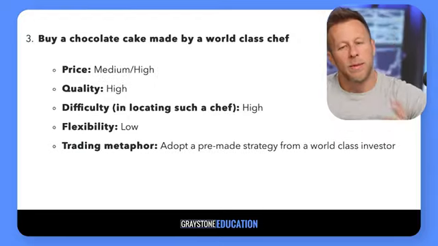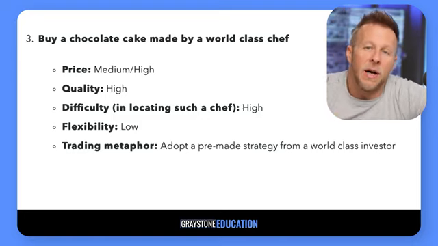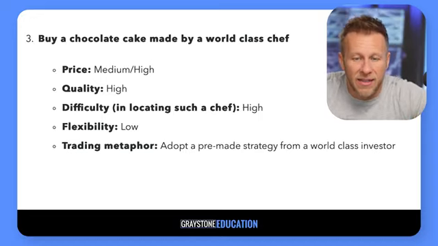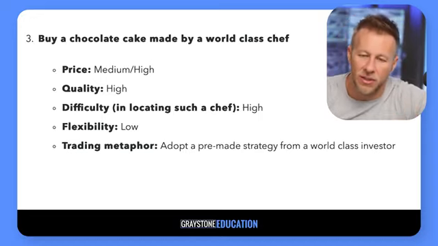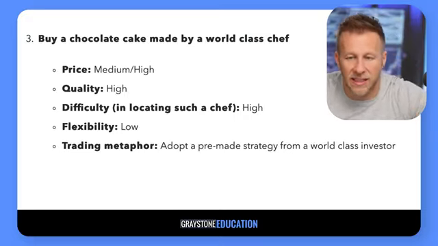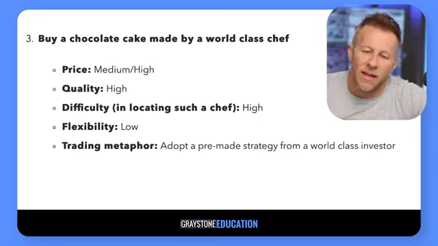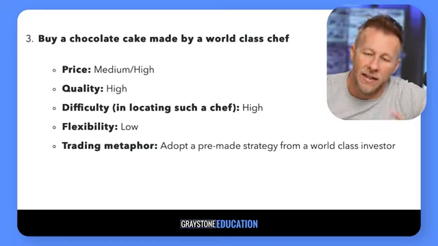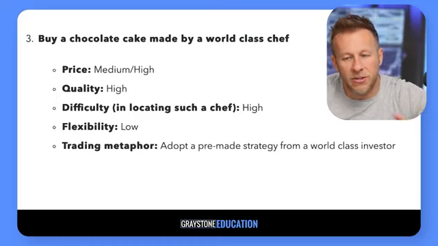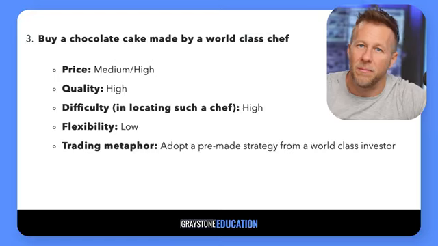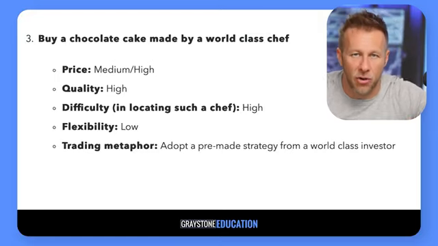So when we take that a step further, you could buy a chocolate cake made by a world-class chef. Well, when you do that, the price is medium to high. Okay, you go to a Michelin star restaurant. The quality is very, very high. The difficulty in locating a chef is quite high. The flexibility is still low because you still get what you're given. And in the trading world, that would be adopting a pre-made strategy from a world-class investor. Maybe you're looking over the shoulder of a very respected trader or investor.